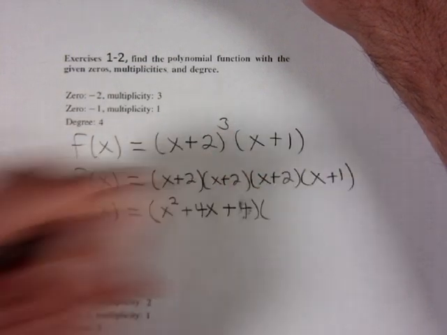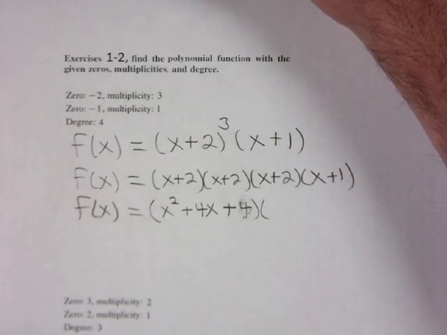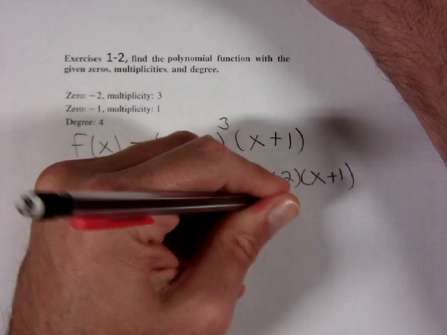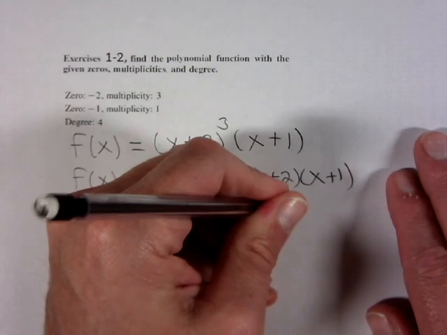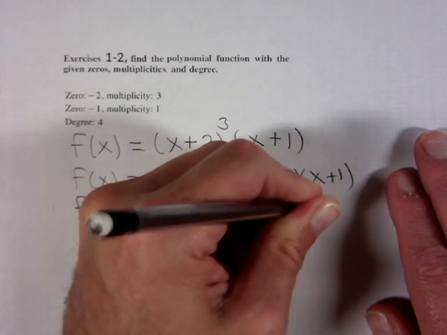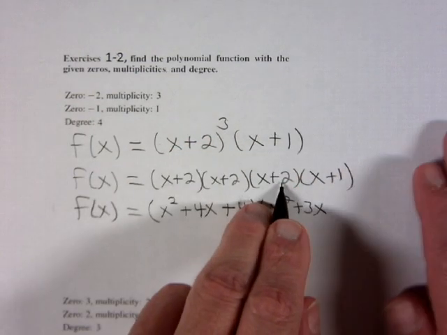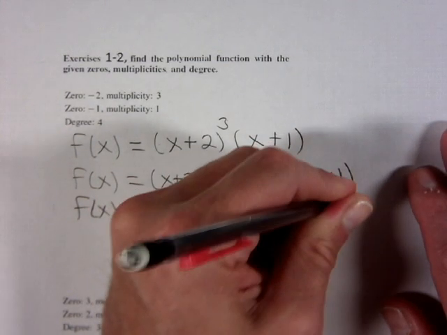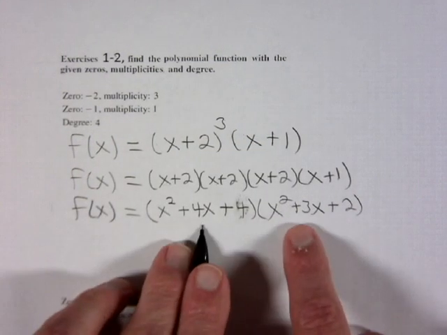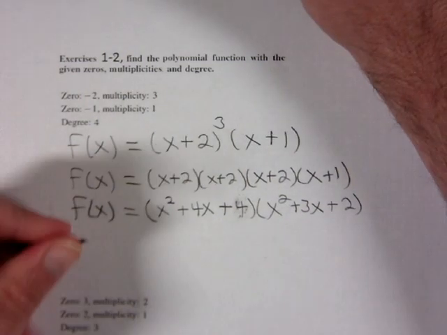Now I can multiply out that second set of parentheses together. X times x, x squared. 2x plus x in the middle makes 3x. And 2 times 1 makes 2. So now I got to multiply these two sets of parentheses together.